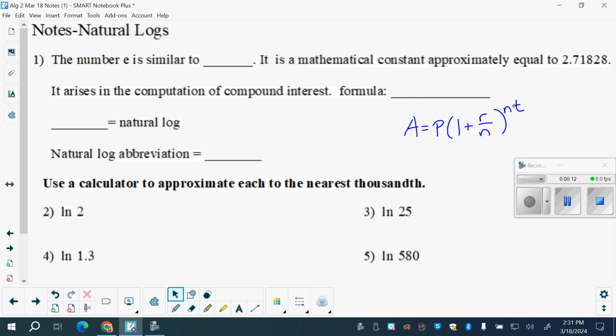Okay, before I talk about natural logs, attention up here, please. We're going to talk about natural logs. I need to talk about compound interest. Does anybody know what compound interest is?